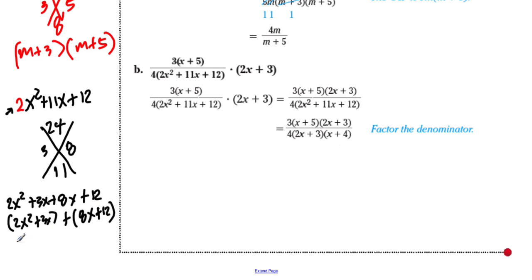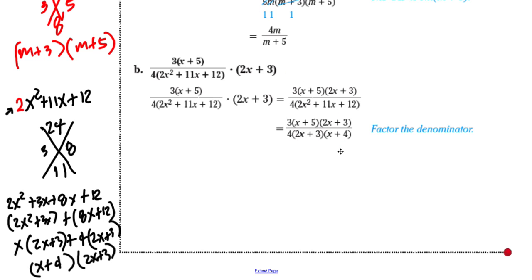Find the greatest monomial factor, which is x. We end up with 2x plus 3. The greatest monomial factor of the second group is 4. This becomes 3x, sorry, 2x. Can't do that. Oopsie. Let me just erase it. This becomes 2x plus 3. And therefore, using the grouping method, this becomes x plus 4 times 2x plus 3, exactly what we have there.